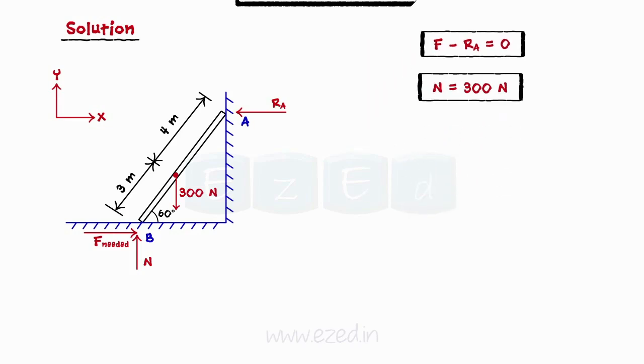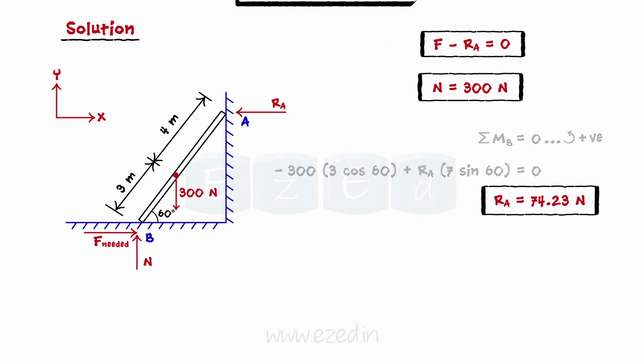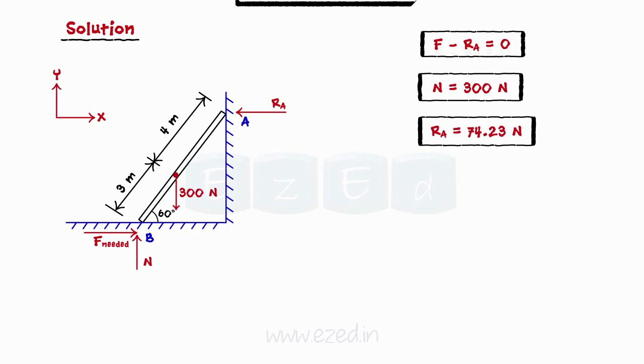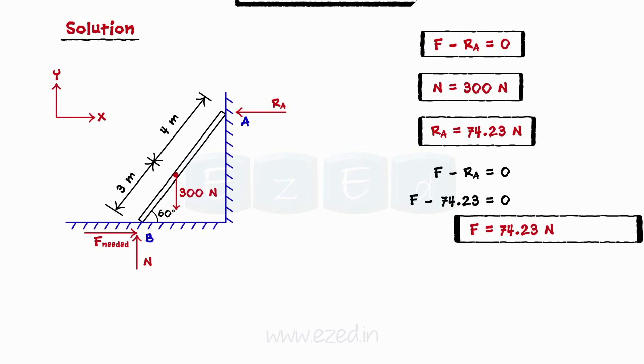Next, we will equate the summation of moments about point B to 0. On simplifying, we find the normal reaction offered by the wall to be equal to 74.23 newtons. Substituting this value in the above relation, we find the friction force at the ground, that is, the friction force needed at the ground to prevent the ladder from slipping to be equal to 74.23 newtons.